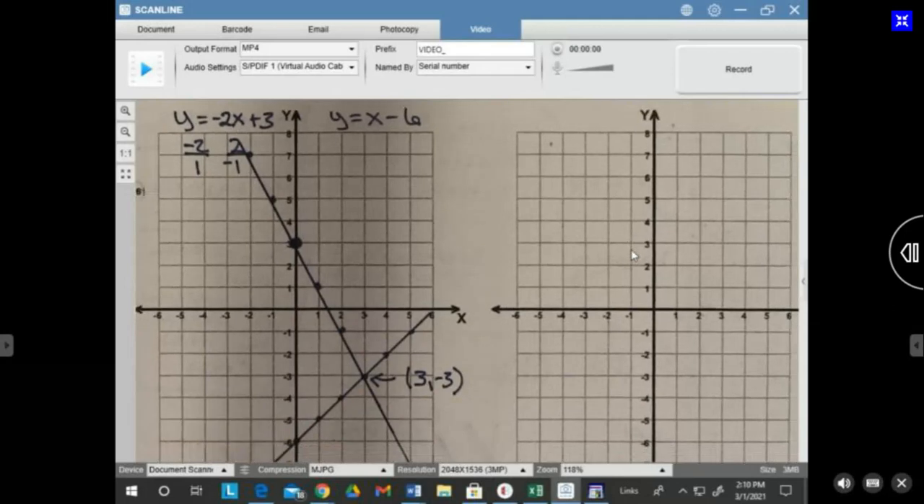Then what do we do? We go up 1. Your slope is 1. Is it positive or negative? Positive 1. Oh, I got it.